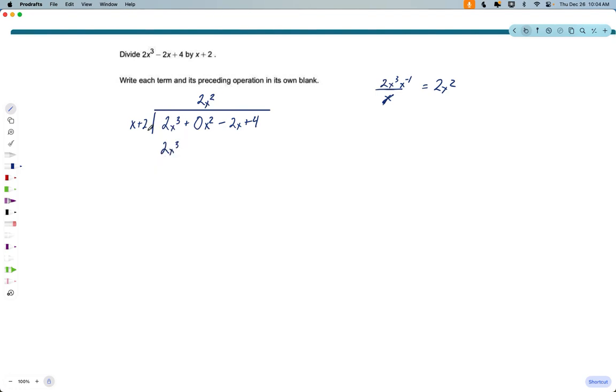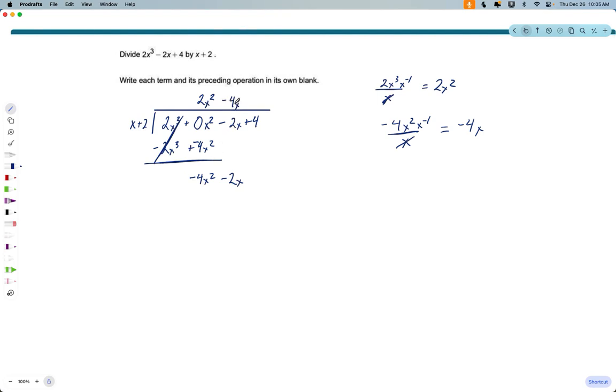2x squared times 2, because we have to multiply by the second term, is going to give us a positive 4x squared. Now, in order to make these cancel, we have to change the sign. So we change it from positive to negative. These two will now cancel, becoming 0. And 0x squared and a negative 4x squared becomes a negative 4x squared. We bring down our next term. Now we're going to divide negative 4x squared by x, which is our first term. And if we bring this to the top, x negative 1, this becomes negative 4x. So that's what goes here, negative 4x.